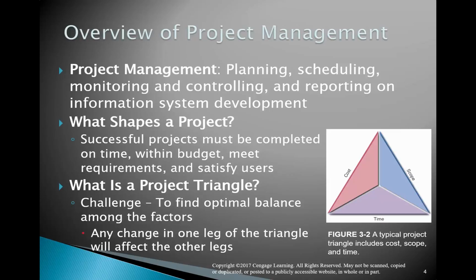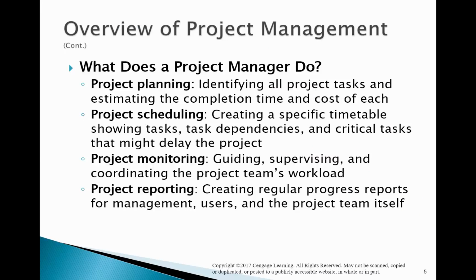So here's a project triangle: cost, scope, and time. You have to measure those. Again, you have to look at the cost of a project, because if it overruns too much, it may never recover. So companies have to be able to schedule this and understand what shapes a project. What is it? Money? Is it time? Is it the scope of the project? Those have to be looked at.